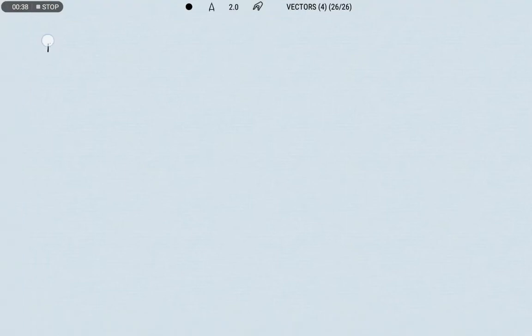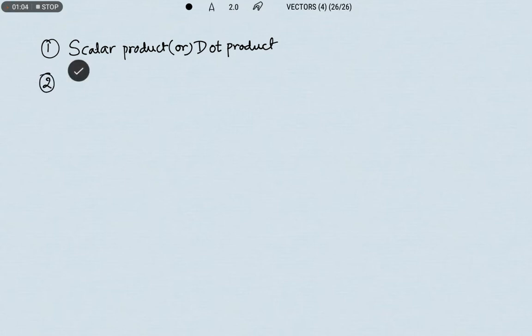So one is scalar product, this is also known to be dot product. And next, the second one is vector product, or cross product.